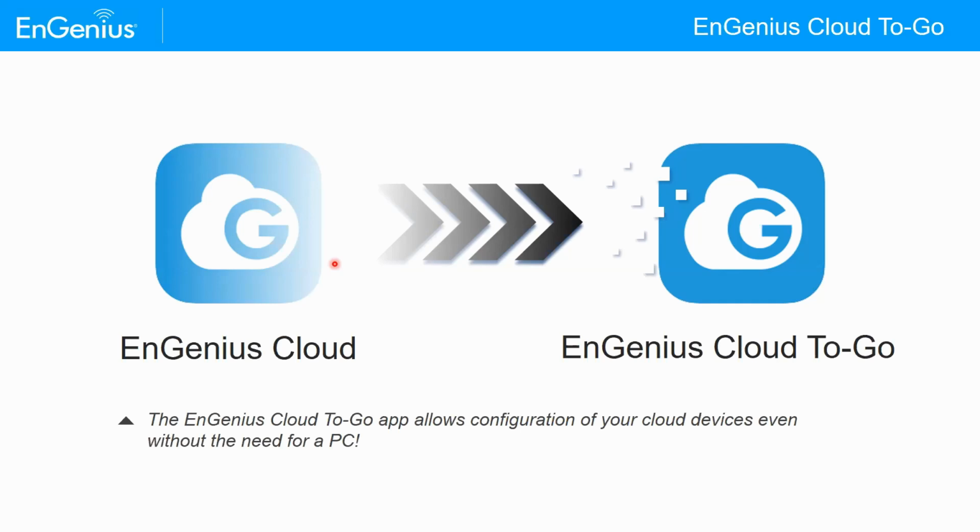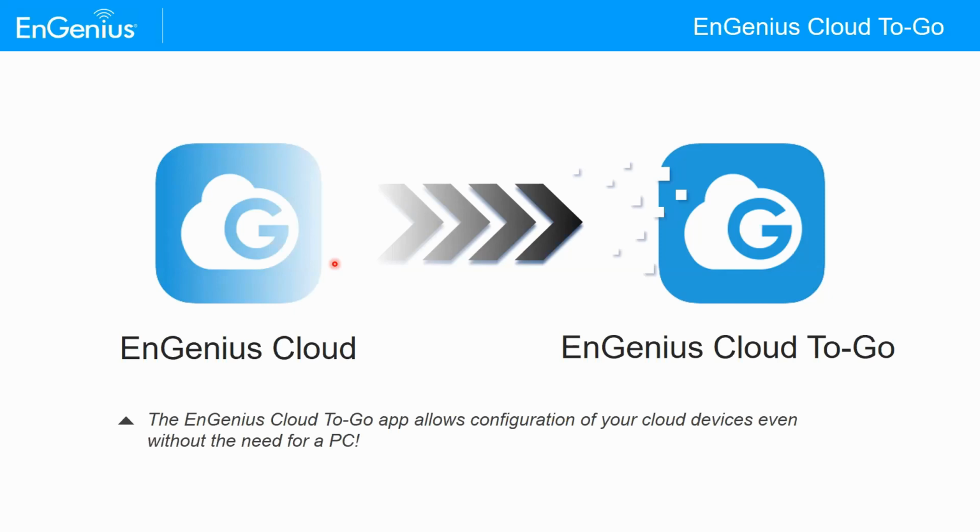And then from there, once you add it on your cloud network, the AP would be running as normal. So you can do this without having to even open up a PC or your browser. So from the app alone, you'll be able to configure all your cloud devices.